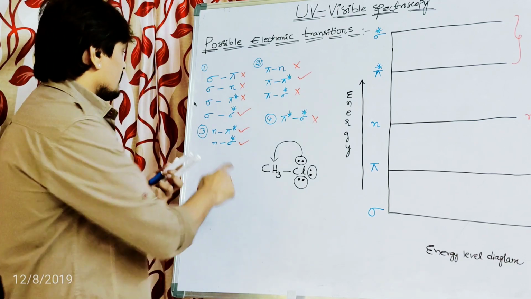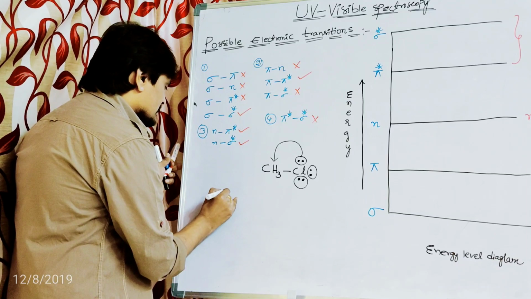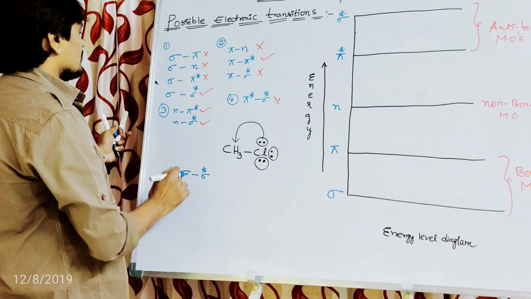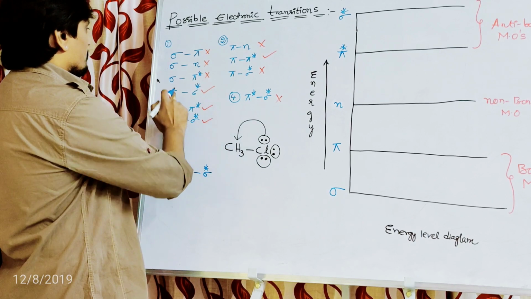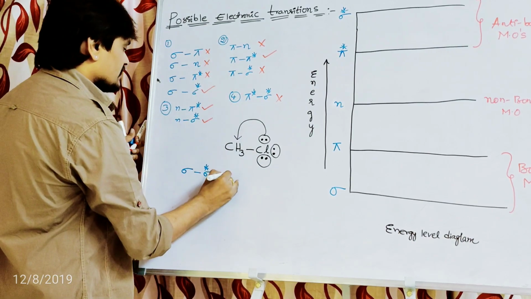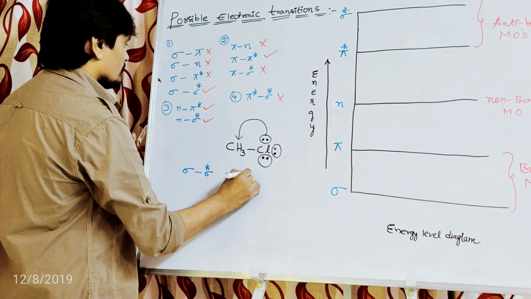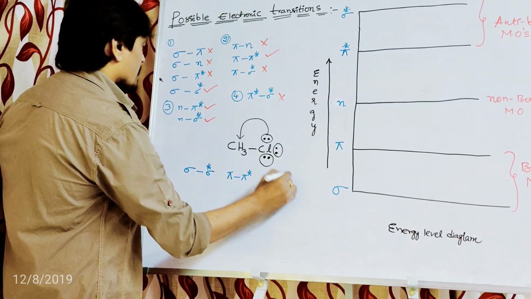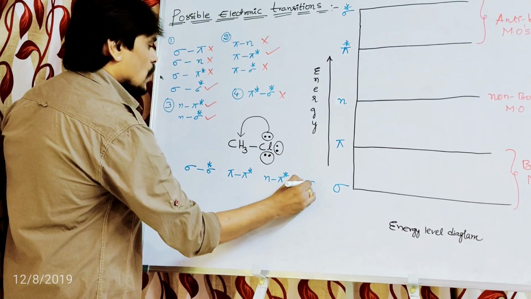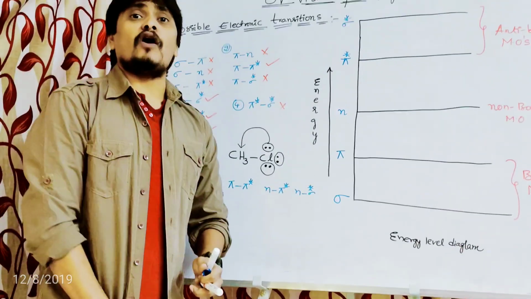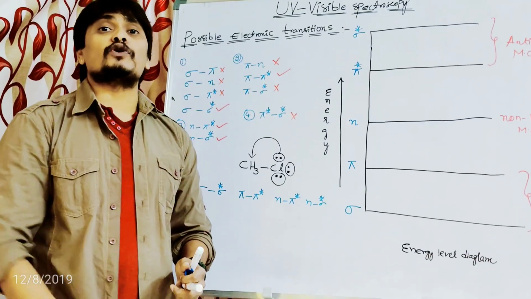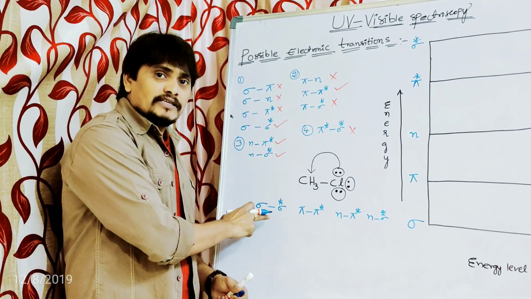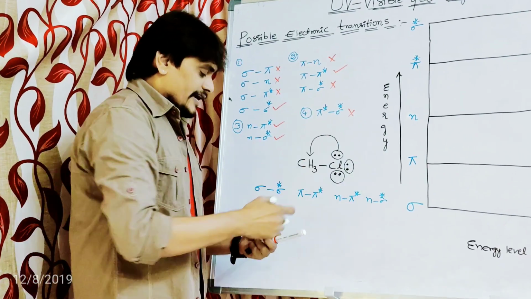The one is sigma to sigma star, students. And the second one is pi to pi star. This is pi to pi star is possible. And the next one is n to pi star is possible, and n to sigma star is possible. That is, only 4 electronic transitions are possible during the UV visible spectroscopy, whenever the UV visible light is passed through the sample: sigma to sigma star, pi to pi star, n to pi star, and n to sigma star.